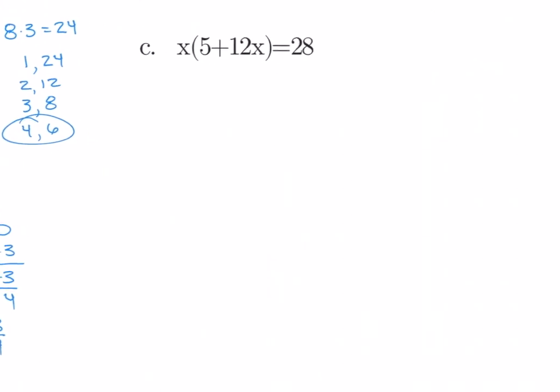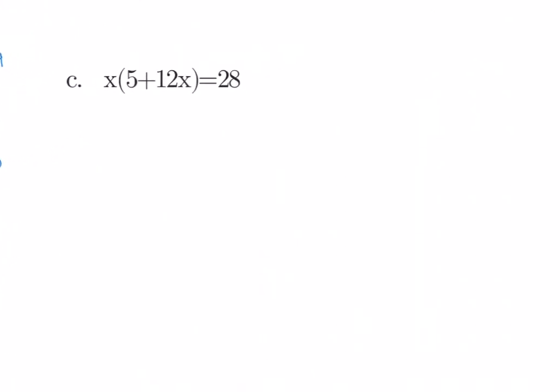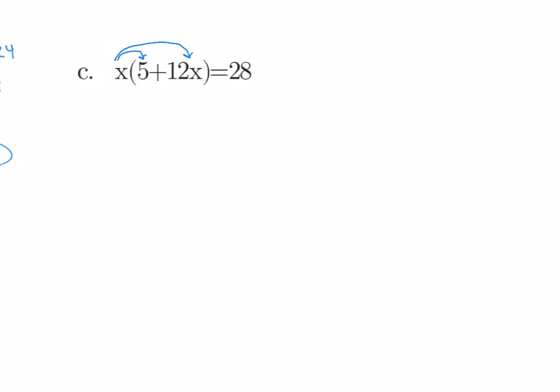All right, last problem. This one, the first thing that we want to do is we need to get everything set equal to 0. And the first thing I want to do is I actually want to go ahead and distribute my x to clear my parentheses. So we get 5x plus 12x squared equals 28.